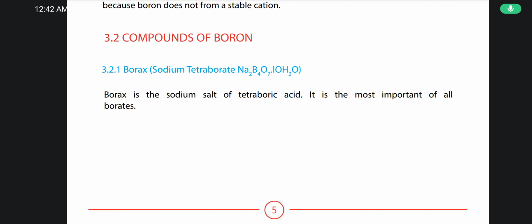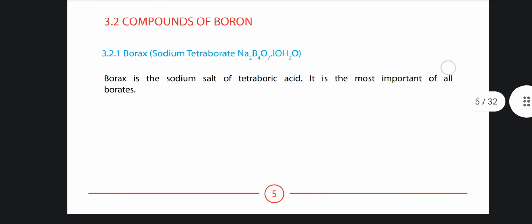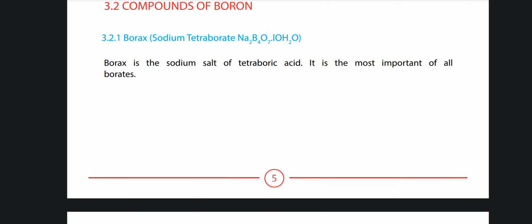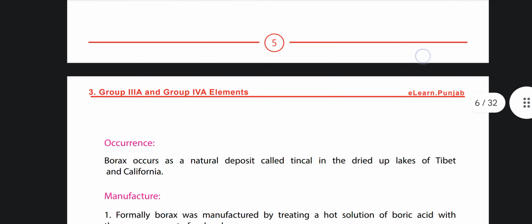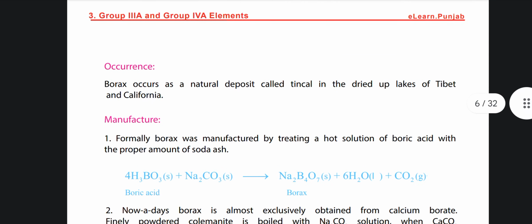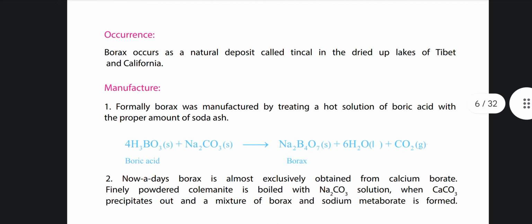Now we will start with 3.2, compounds of boron. Borax is sodium tetraborate, 3.2.1. Na2B4O7.10H2O. Borax is the sodium salt of tetraboric acid and it is the most important of all the borates. Occurrence: borax occurs as a natural deposit called tincal in the dried up lakes of Tibet and California.